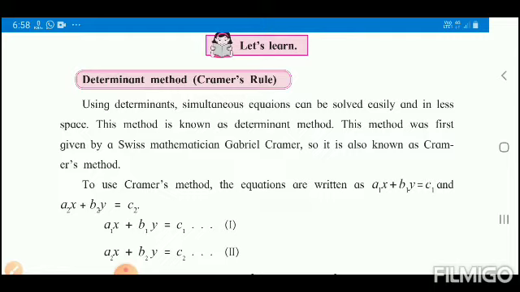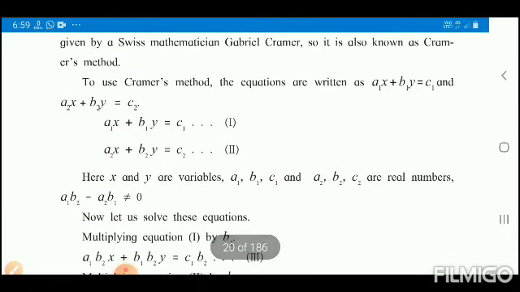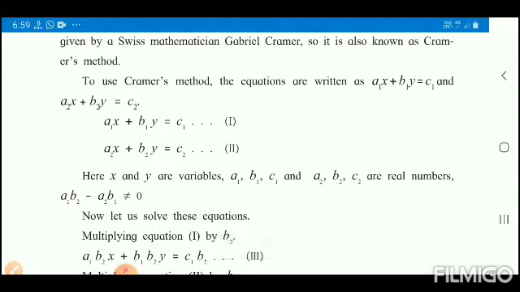This method was first given by a Swiss mathematician, Gabriel Cramer, so it is also known as Cramer's method. To use Cramer's method, the equations are written as a1x plus b1y is equal to c1 and a2x plus b2y is equal to c2. Now we have to consider these two equations in the standard form of linear equation, that is a1x plus b1y is equal to c1 as equation 1 and a2x plus b2y is equal to c2 as equation 2.